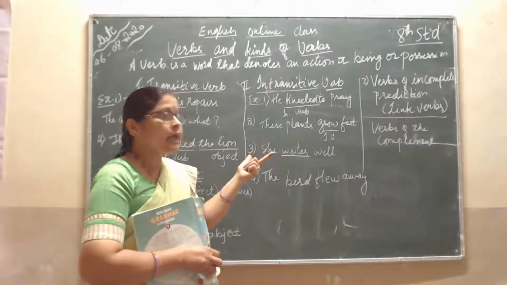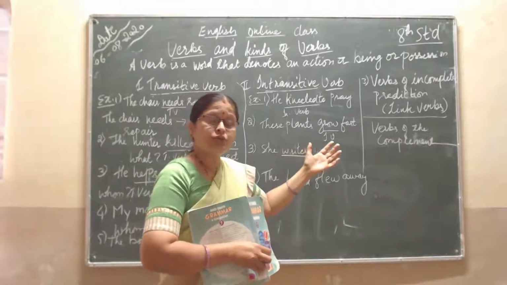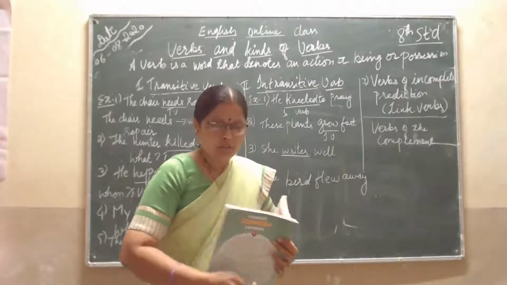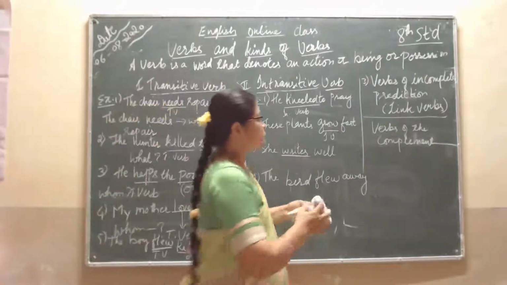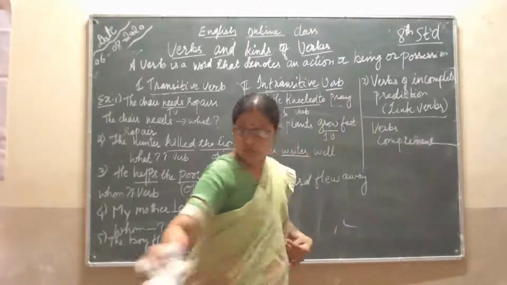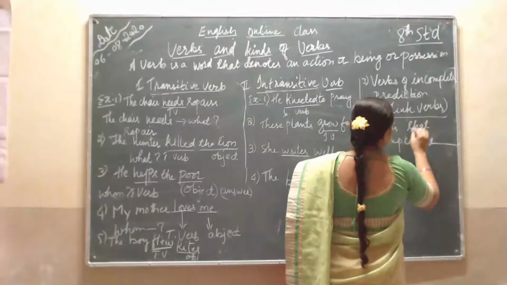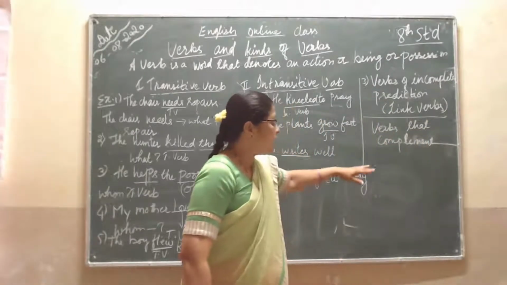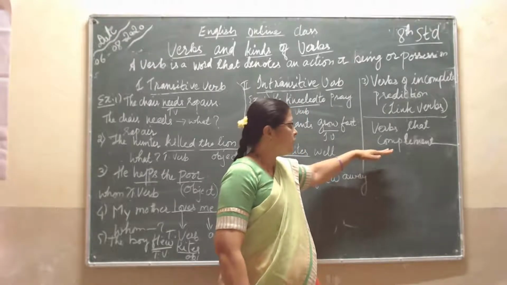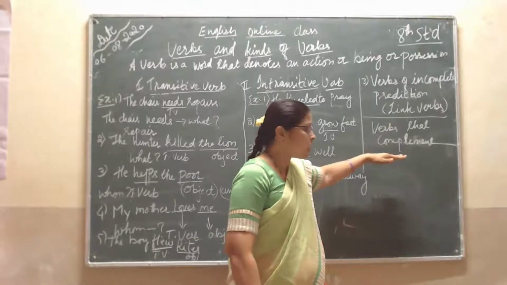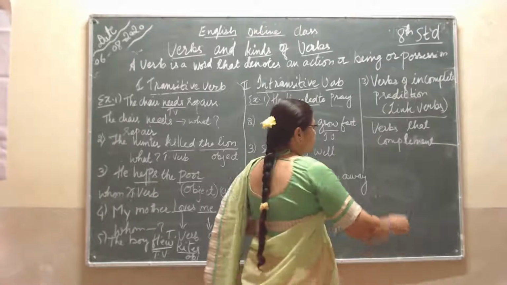Now, next, third, comes the link verbs. Link verbs are the verbs of incomplete predication, the verbs of the complements. I will explain to you about the link verbs. Link verbs are very few in number. So I will write down some verbs here. Then I will give some sentences as examples.